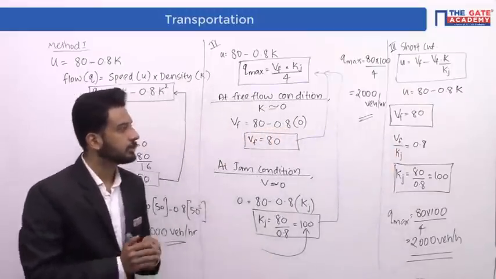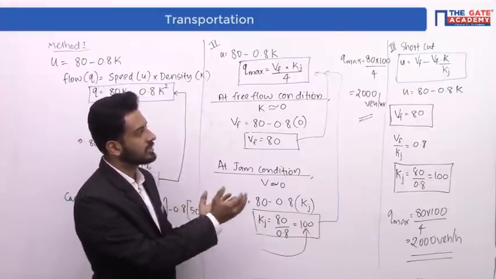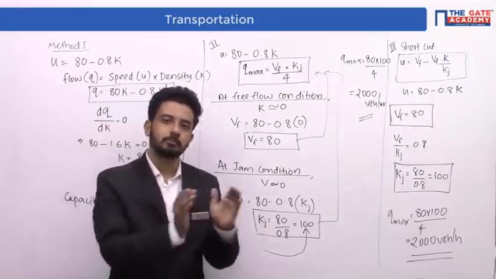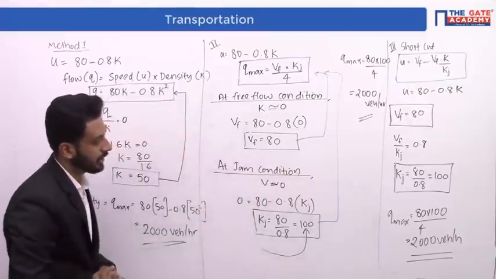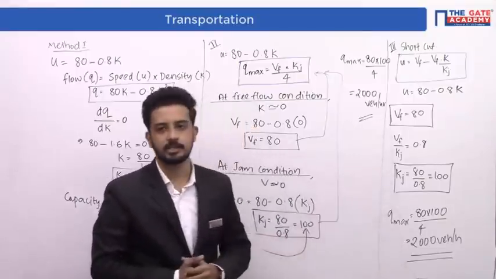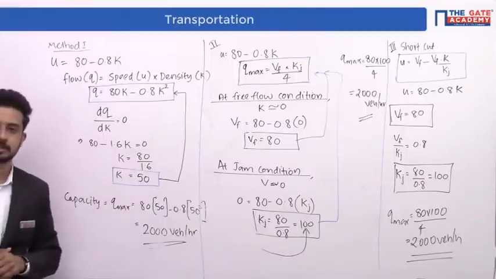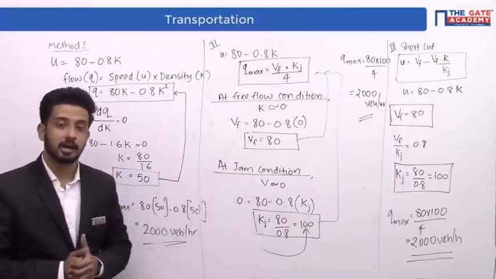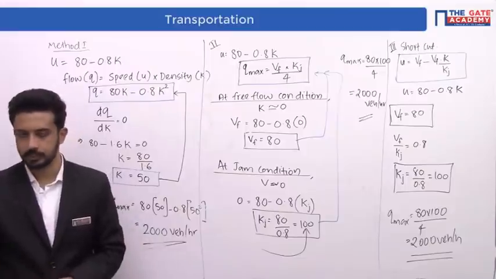But you should know what is Vf, what is Kj, what is U and what is K. K is the vehicles per kilometer corresponding to that instant. So finally you will get Qmax, simply by getting Vf and Kj. I hope you have understood this concept, and I recommend you to proceed in that way by memorizing that final equation also, that expression given by Greenshields.